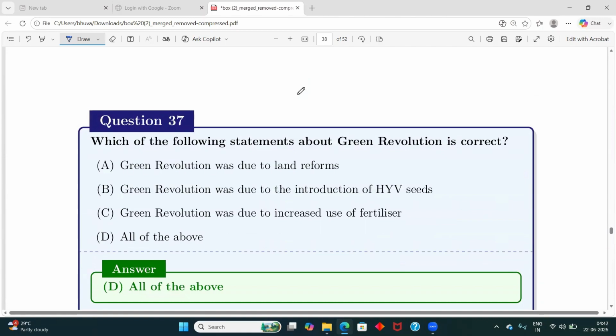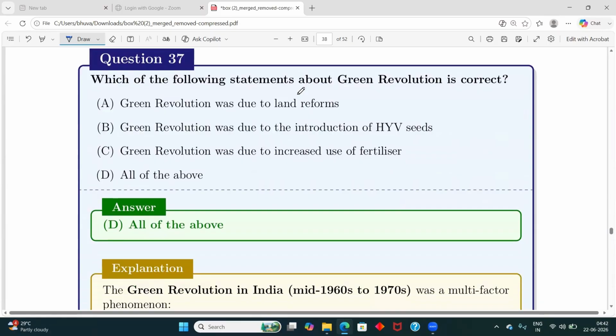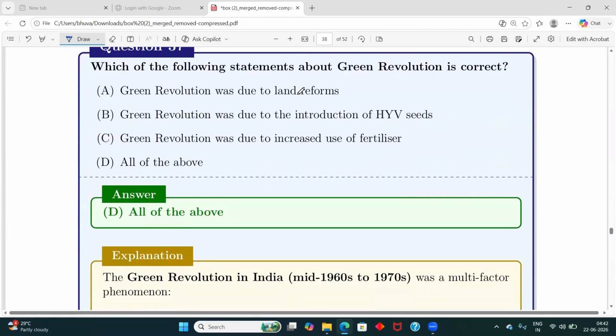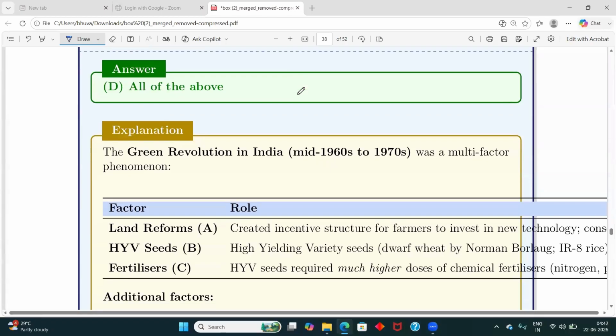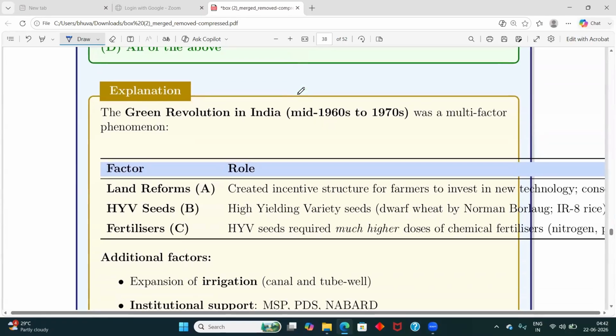Green Revolution was due to the introduction of HYV seeds. Green Revolution was due to increased use of fertilizer. And D, all of the above. Father of the Green Revolution is more important: MS Swaminathan sir. So three factors played a role in the Green Revolution, mid 1960s to 1970s.